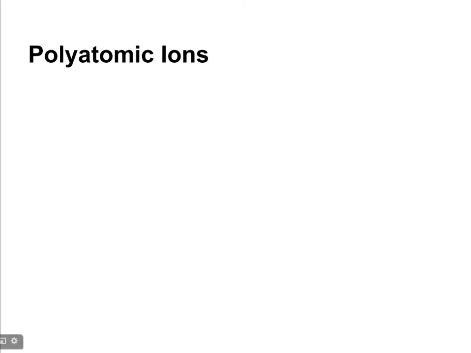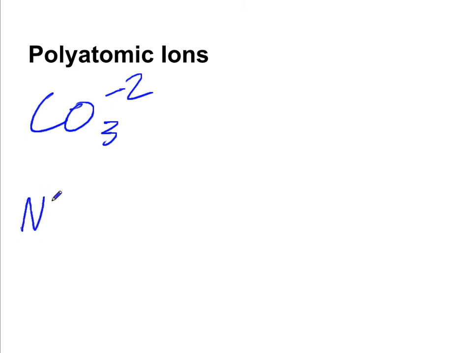Polyatomic ions, hopefully you know that poly means many. Polyatomic ions are ions made from more than one atom. There's a whole list of these that you need to have memorized. Some common ones are the carbonate ion, so it's 3 oxygen atoms and 1 carbon that all together have a charge of -2. We've got the nitrite ion, NO2, with a -1 charge. All of these atoms together form this one ion with a -1 charge.